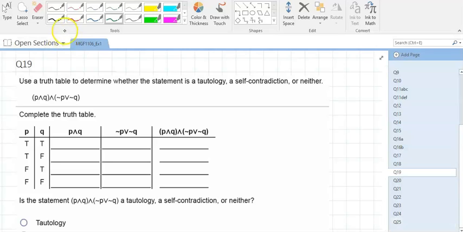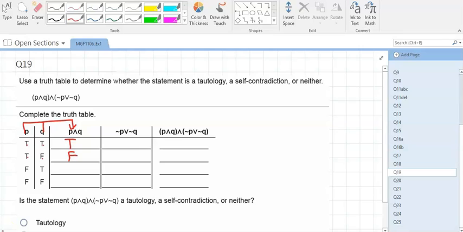So the first thing that we're going to take care of, we're going to take care of our parentheses. So you're looking at the P and Q here. So these two columns will help us with this guy. Again, we just talked about this. Ands are only true when both are true. So true, true. True, false.